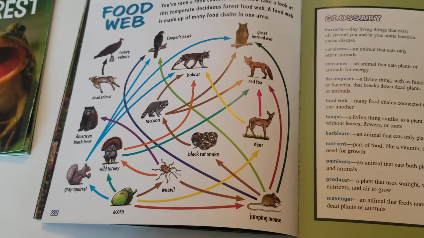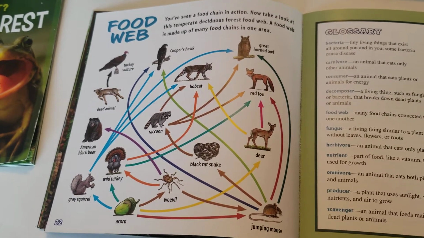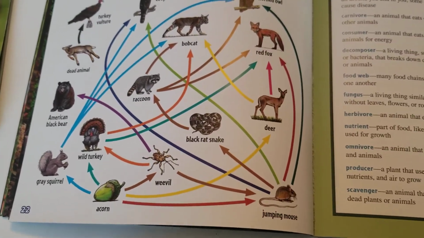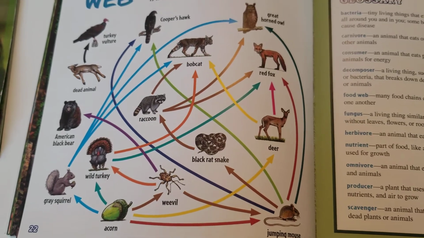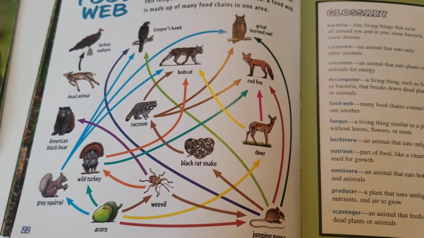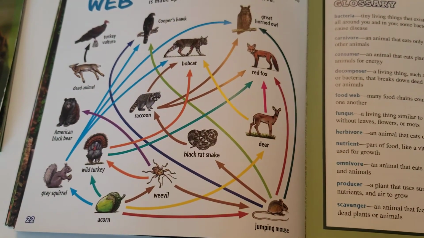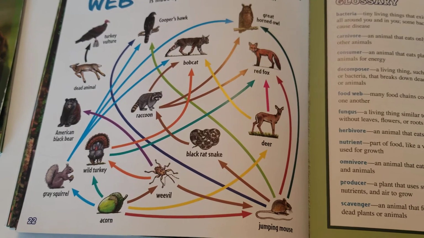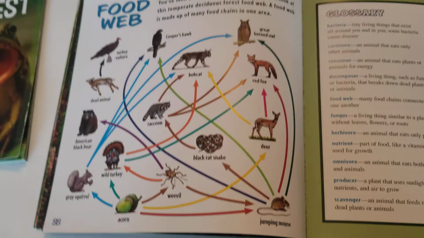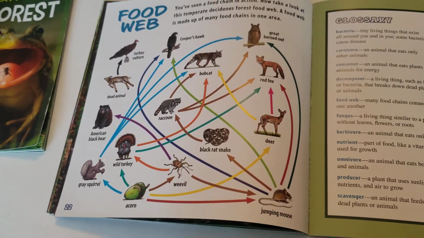Now take a look at this temperate, deciduous forest food web. A food web is made up of many food chains in one area. So this has lots of different types of animals. It goes from the vultures and the hawks and the owls, down to the bobcats and the foxes, deers and raccoons, even the turkeys and the squirrels, the snakes, the weevils, jumping mouse, and acorns. All of those things work together to make a forest food chain.